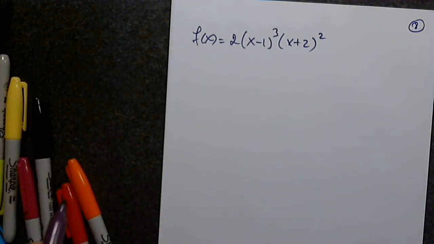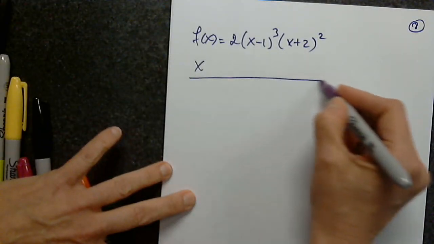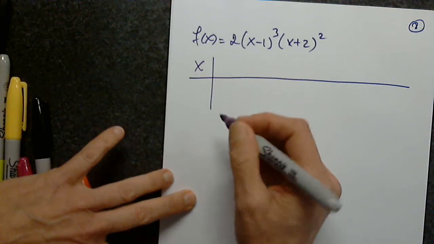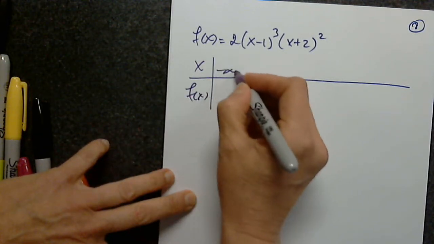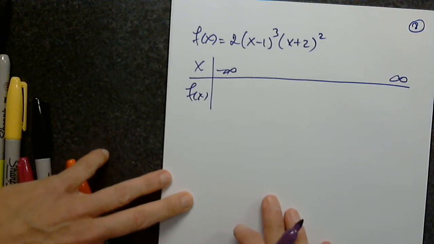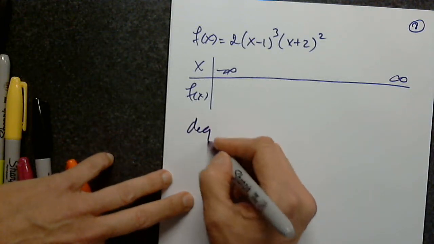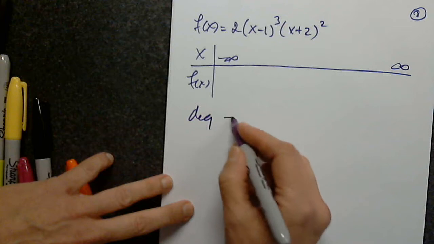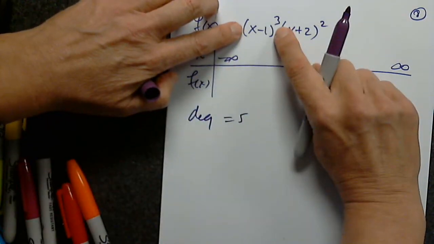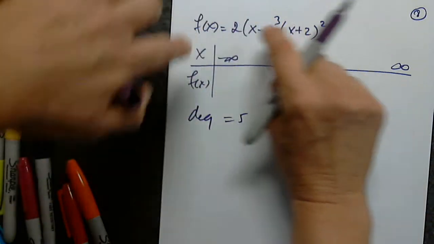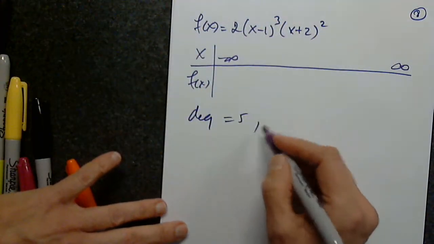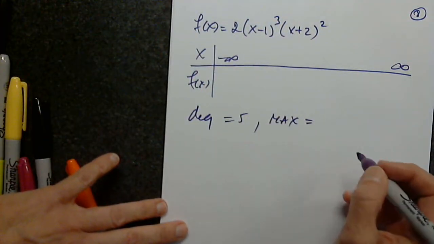Okay. So let's start. What is the domain of this function? Chris, please. Abby, Ali. Yes. Thank you. Perfect. Degree, please. Very good. How do I know? This is degree what? Very good. So 3 plus 2 is 5. Maximum possible number of turns?